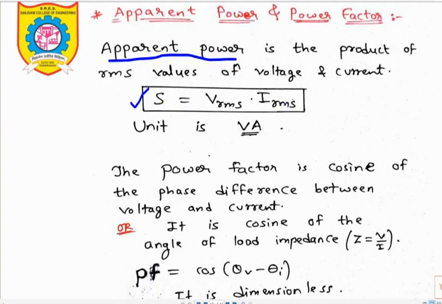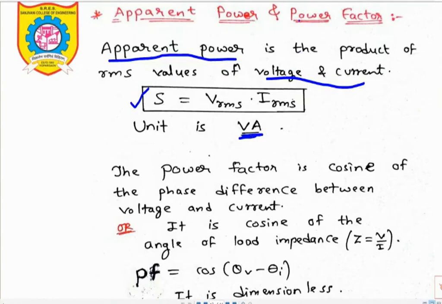So how will you define it? It is the product of RMS values of voltage and current. So apparent power is the product of RMS value of voltage and current. And voltage has unit volt, current has unit ampere. So unit of apparent power is volt ampere. It is not watt, even though it is a power, but the unit is volt ampere.